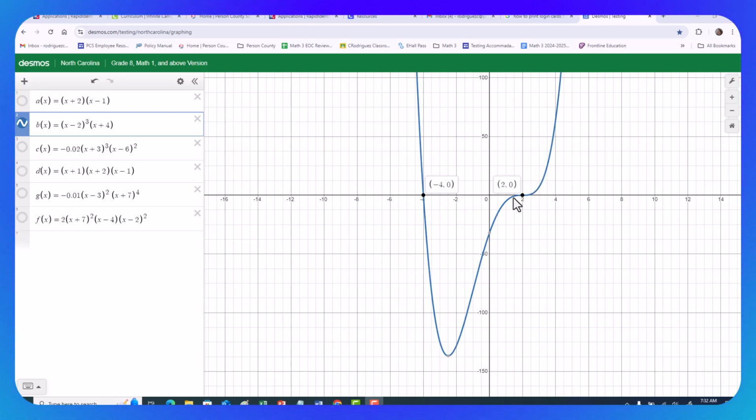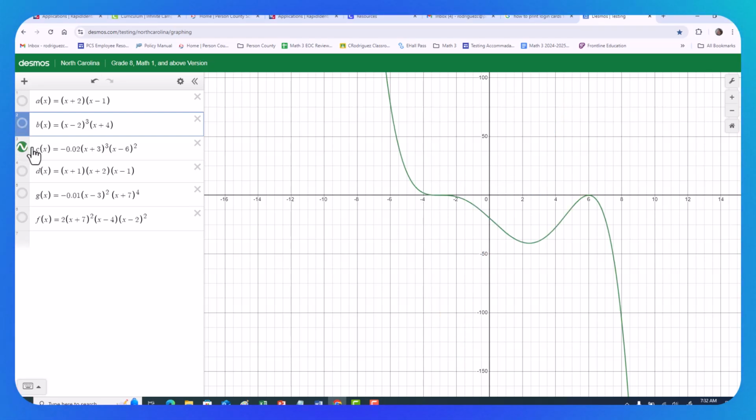This is a quartic, so I expected a couple of bumps. There's one, here's one. But on the left-hand side, at this root, it's going to go up to the left. And that's what I predicted. That's what I got by looking at the equation. So I'm going to turn this graph off and go to graph C.